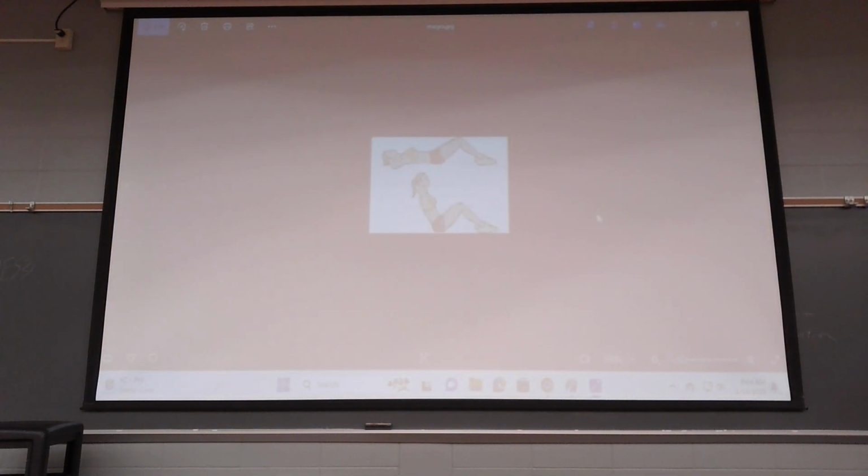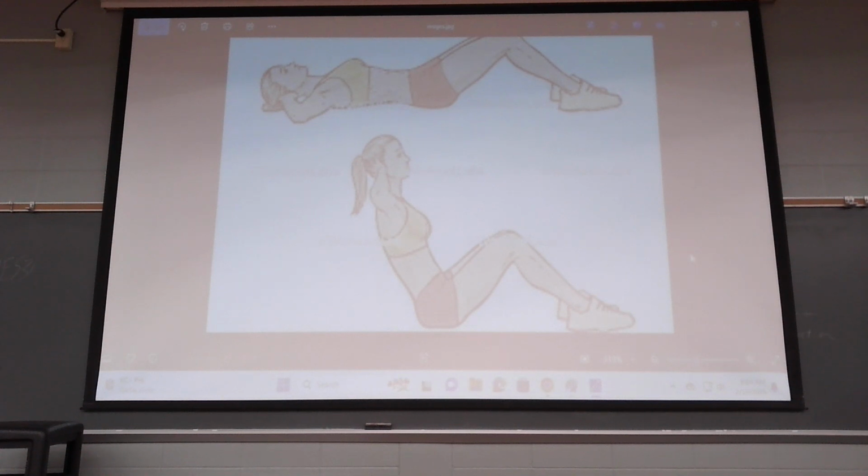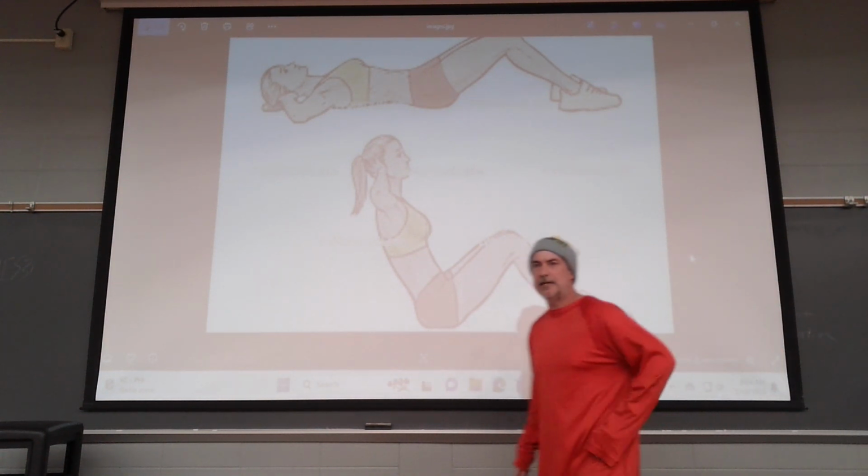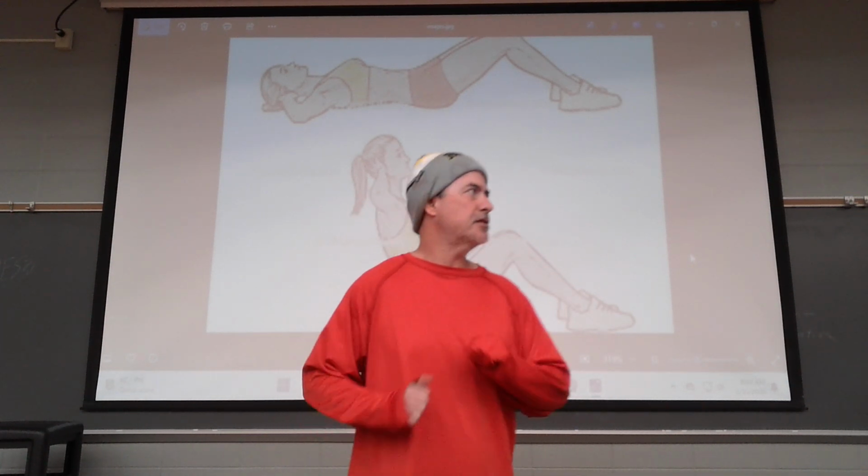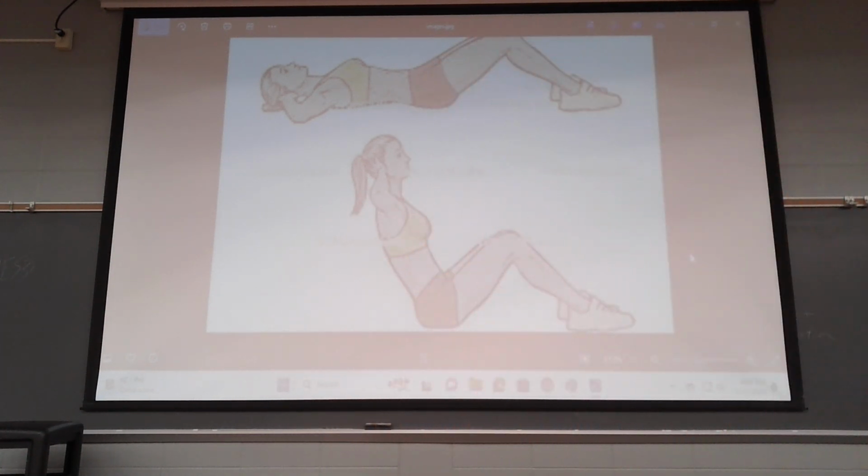All right, let's do this one. What do you think? Team trunk or team hips? Don't answer right away. Give it some thought. Most of that motion, do you think that came from trunk or hips? See if you can use some clues.